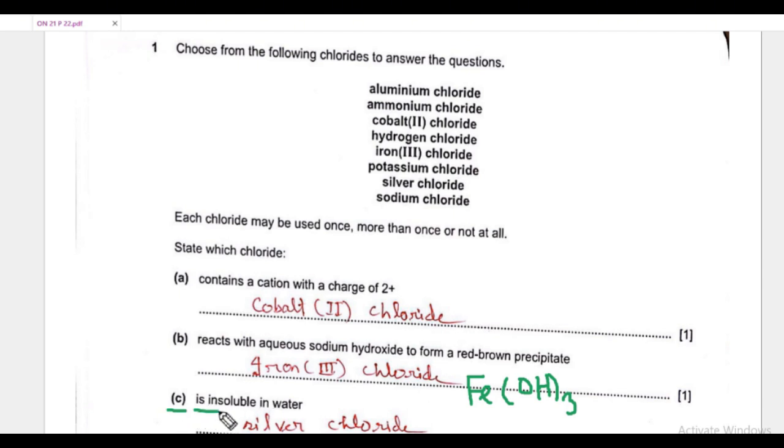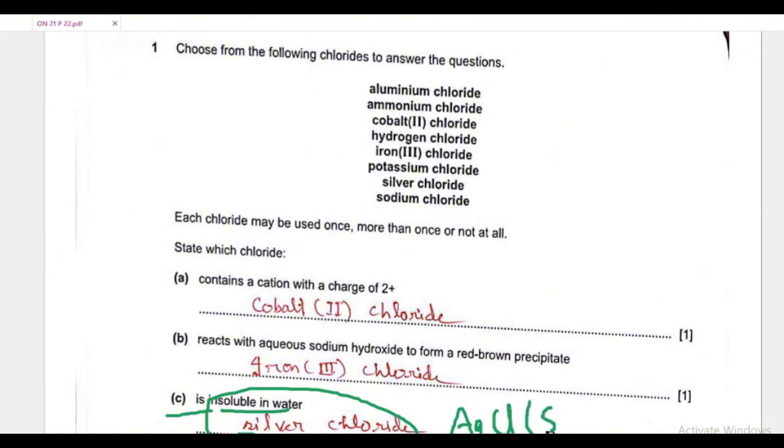Number C. Is insoluble in water. Silver chloride is insoluble. Silver chloride is a solid, white precipitate, white solid, so this is insoluble in water.